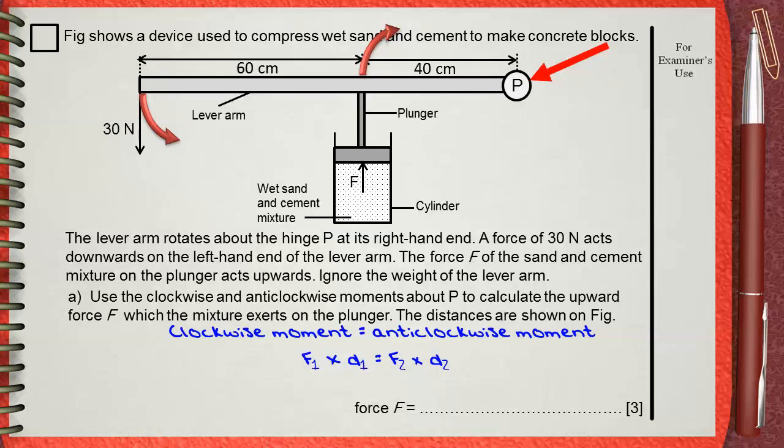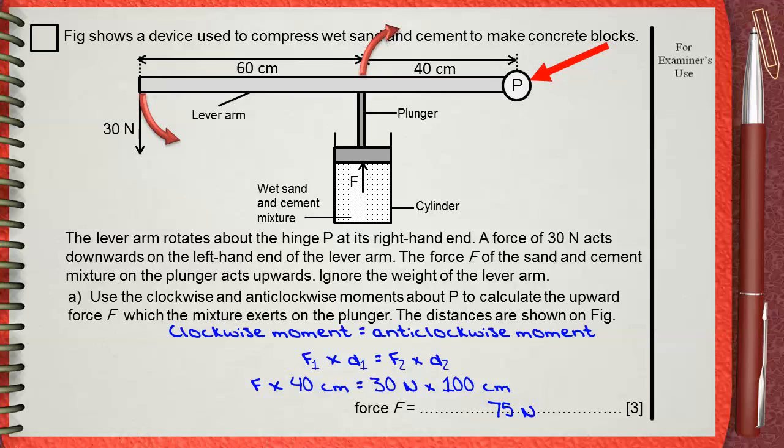The force F of the plunger multiplied by 40 centimeters, which is the distance between the plunger and the pivot, must equal the 30 newtons times 100 centimeters, which is the distance between the 30 newtons and the pivot. Doing our calculations, this will give us that the force F caused by the mixture equals 75 newtons.